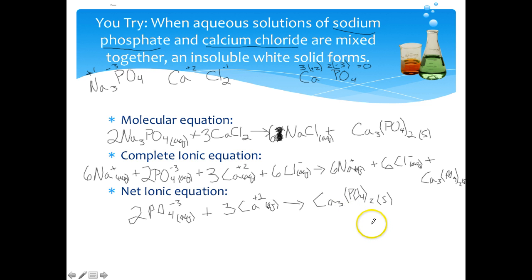There are more practice problems in the book. This is also in your book, Chapter 8, Section 1 is what we're focusing on here. All right, and we have a lab coming up where you get to have some fun with all of this stuff.